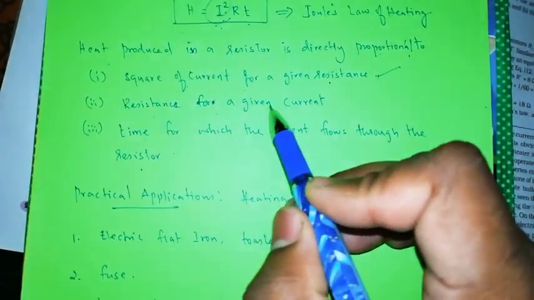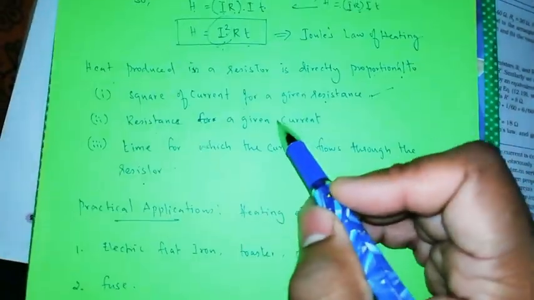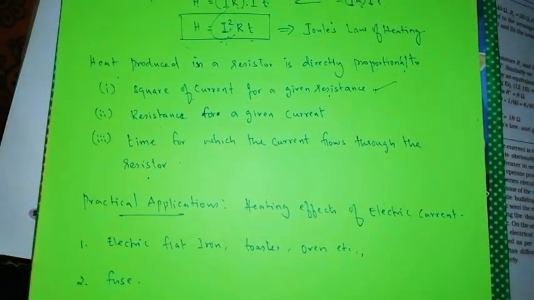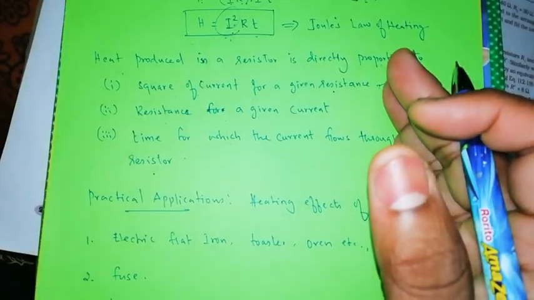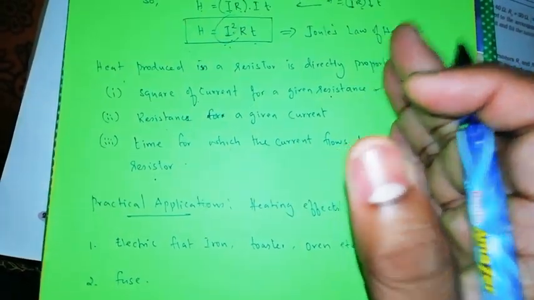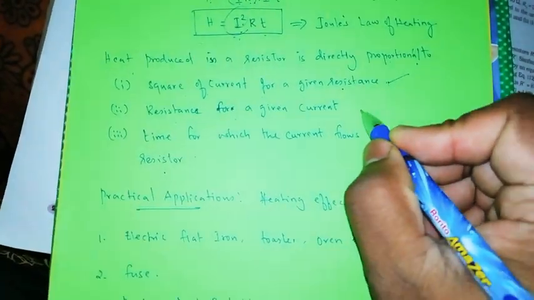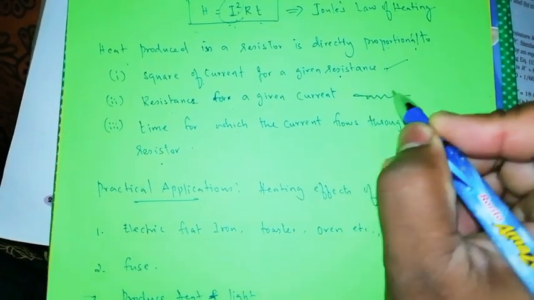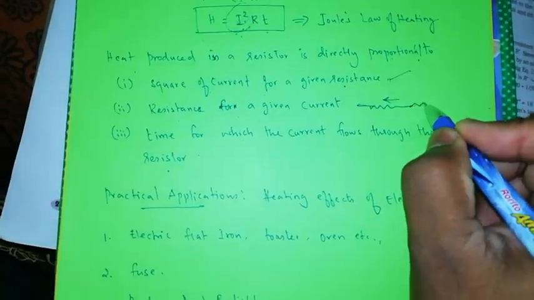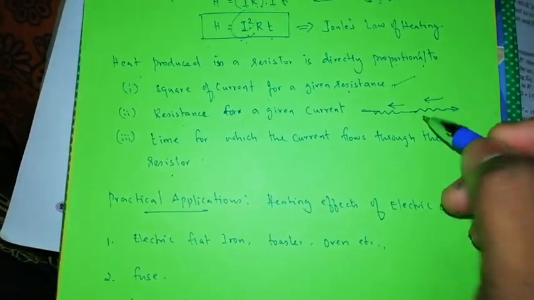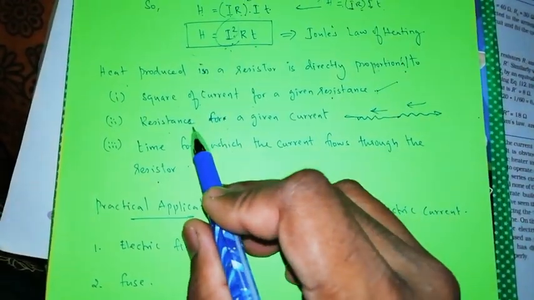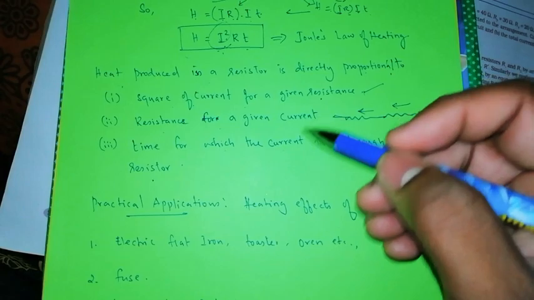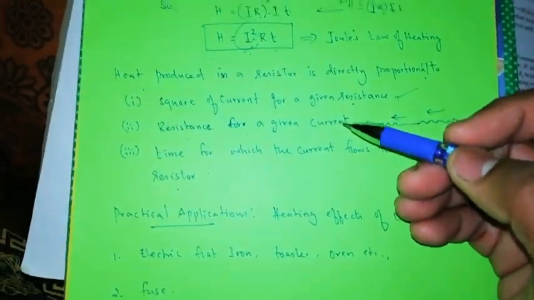A resistance for a given current. Think that we have one resistance. It depends upon how much resistance we have in a circuit. If you have two or three, as I told you, one resistor resists some amount of current, and if two resistances are there, it resists even more. If resistance is there, definitely it is directly proportional to the heat energy. I hope you are understanding it.